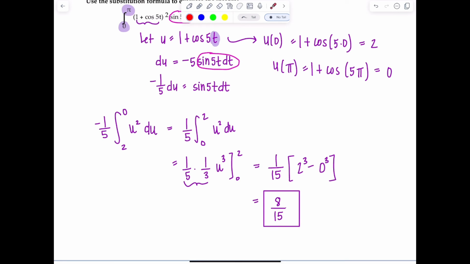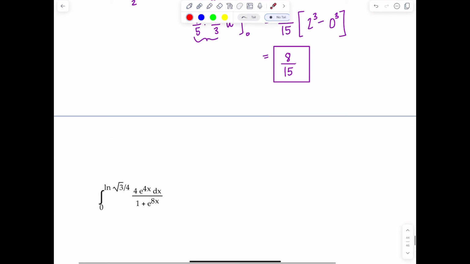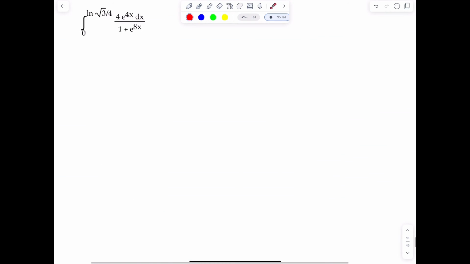It represents area under the curve of the integrand. But we don't always care about it as an area, I'm just saying, don't put plus c. Okay, and I think, you guys, this is the last one. Wow. No, I'm lying. There's quite a few more. This is the last integral: 0 to natural log of rad 3 over 4, and this is 4e to the 4x dx over 1 plus e to the 8x.